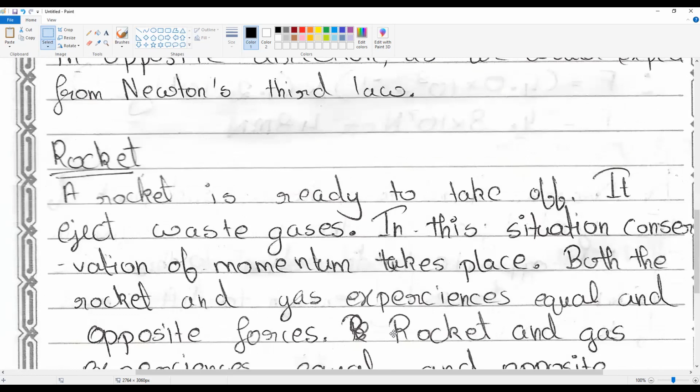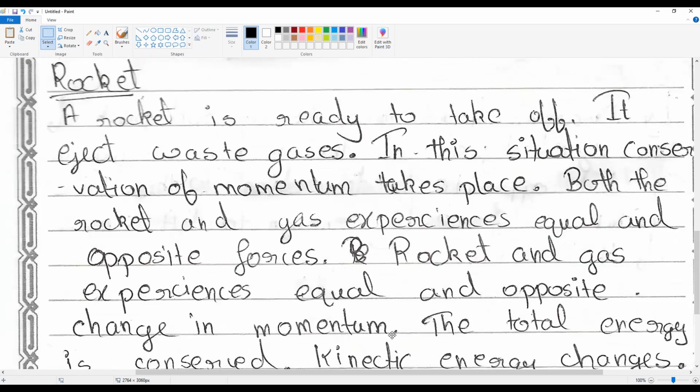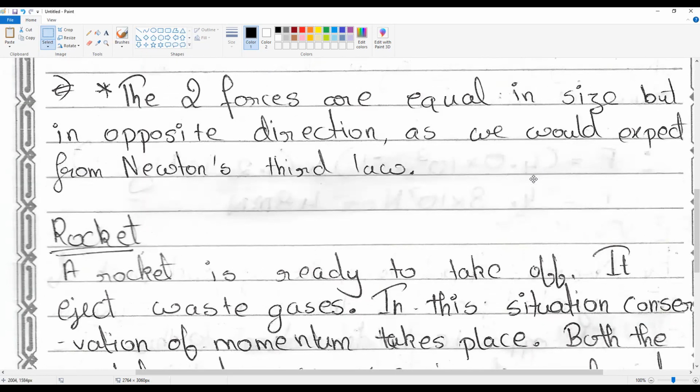Okay, now let's talk about rockets. Why does a rocket go up? One of the reasons the rocket goes up is again by using conservation of momentum and Newton's third law. You have a rocket, and what does the rocket do? It ejects gas downwards, right? It is pushing the gas downwards, and the gas pushes the rocket upward.